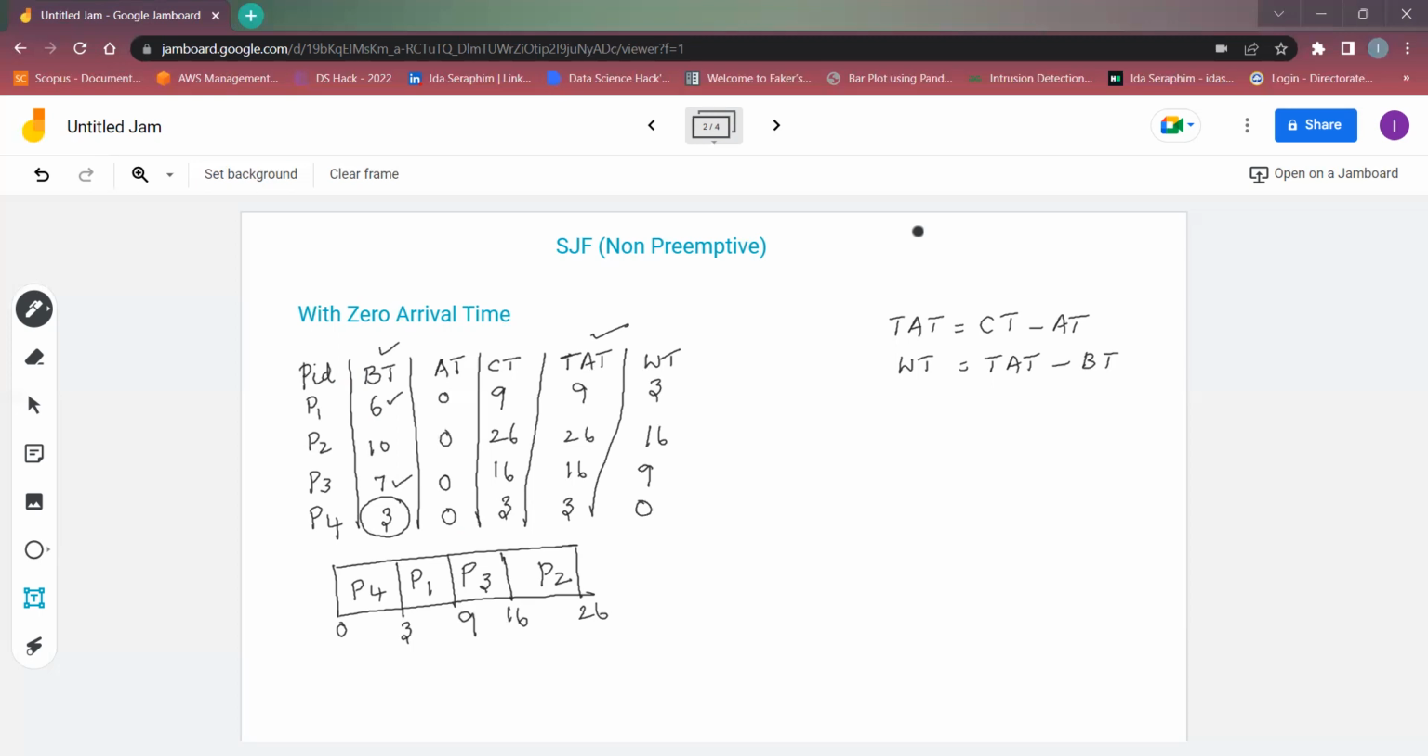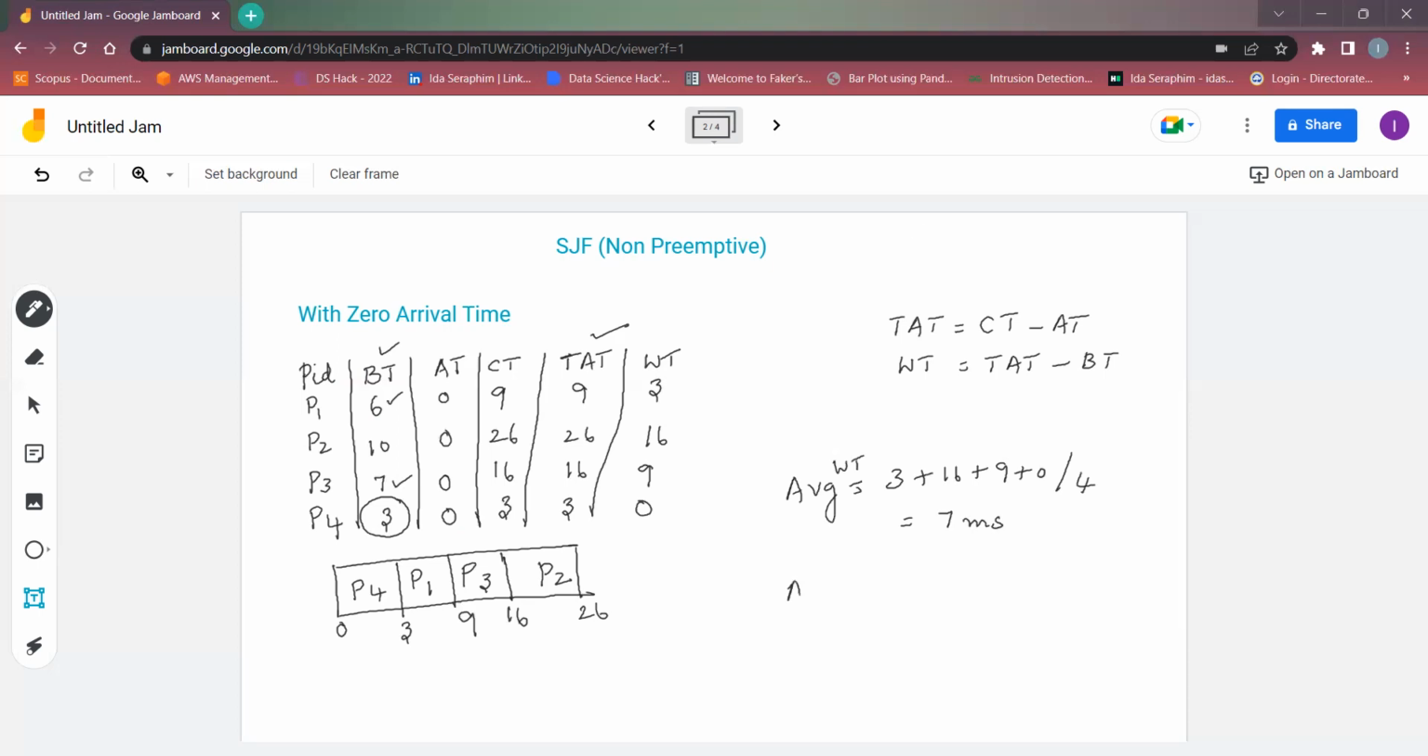Once this is done, we need to find out the average waiting time. How will we find the average waiting time? You have to add everything and divide by the total number of processes. Here the total number of processes is 4. So we do 3 plus 16 plus 9 plus 0 divided by 4. If you add and divide it, you will get 7 milliseconds. This is called the average waiting time. So your average waiting time is 7 milliseconds.